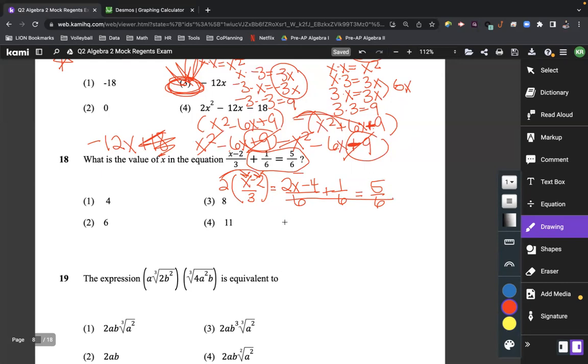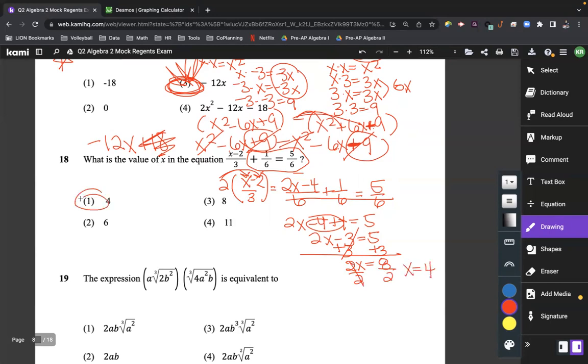It's kind of like log with the same base. 2x minus 4 plus 1 equals 5. These two combine. -4 plus 1 is -3 equals 5. Inverse operations. Again, my goal is to get that x alone. 5 plus 3 is 8. Divide by 2. Boom. X equals 4. So your answer should say the 1.